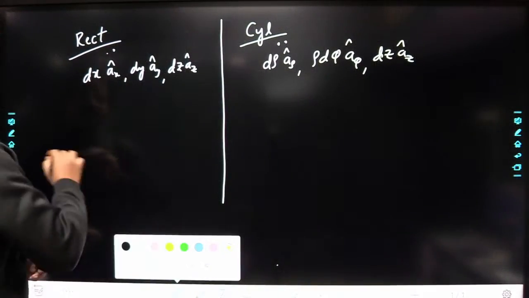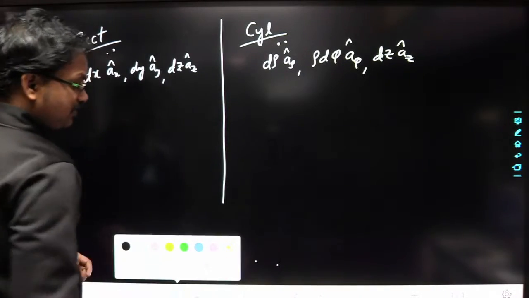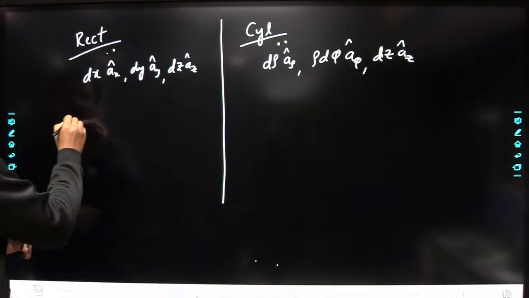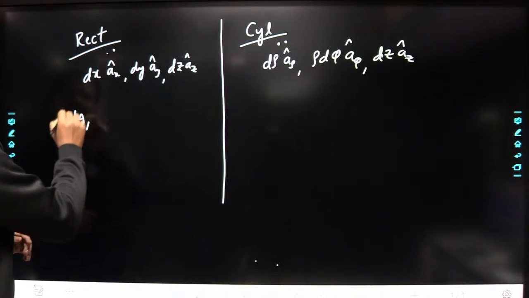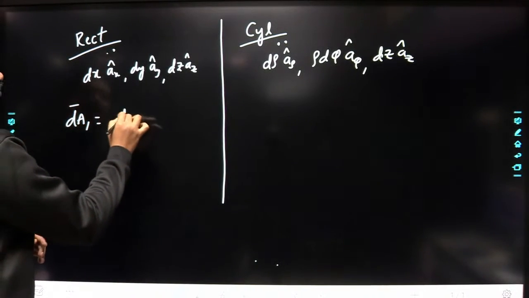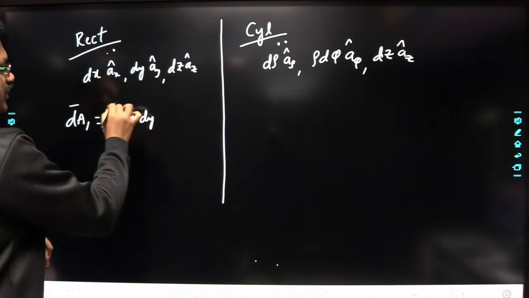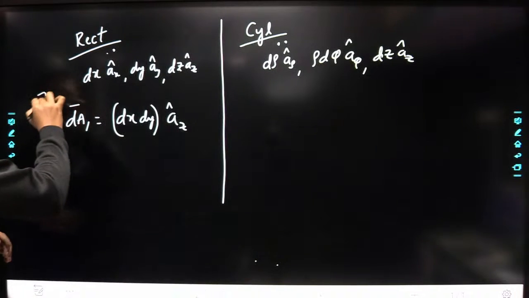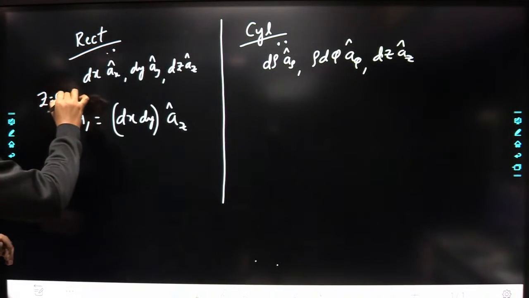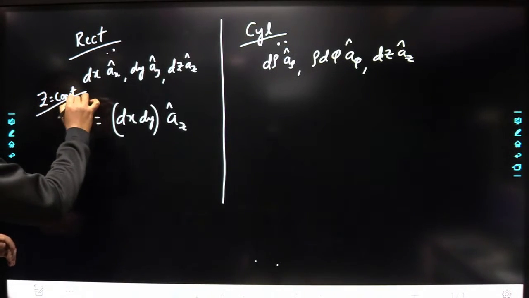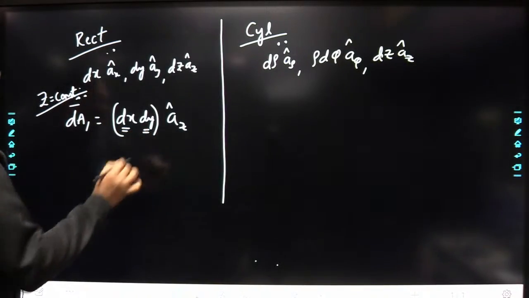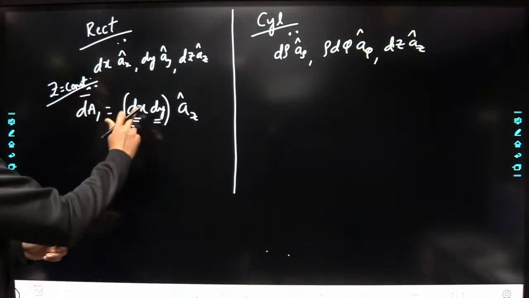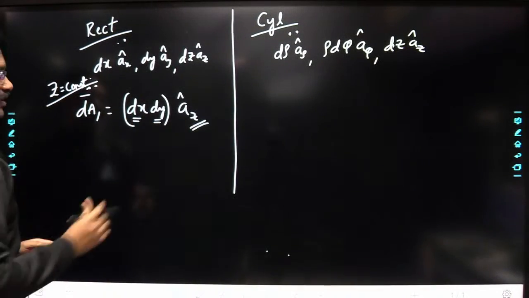And in the rectangular coordinate system, we have seen the differential areas. So dA1 is equal to dx dy, pointing in the az cap direction. This plane we call the z equal to constant plane, where the variables are x and y, and the direction of the surface is perpendicular to it, along the az cap direction.